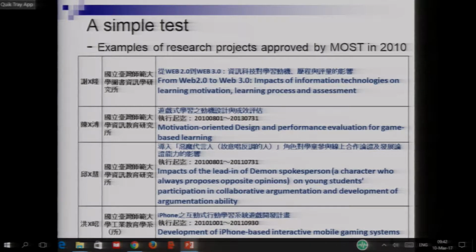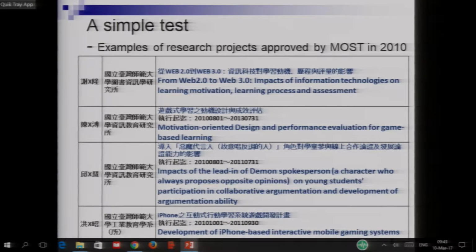What is the most important keyword in this title? Web 2.0, Web 3.0, impacts, what and what? Motivation, and what? Only, okay. Some of you must be right, because you guess every keyword.